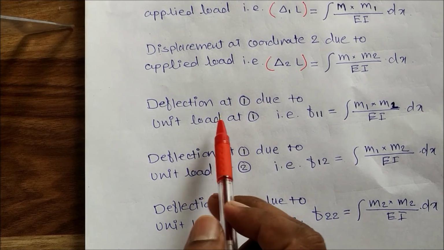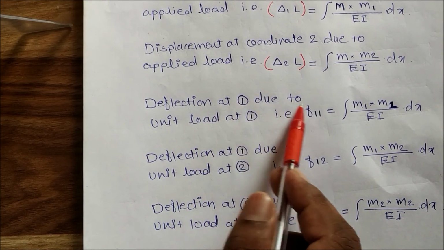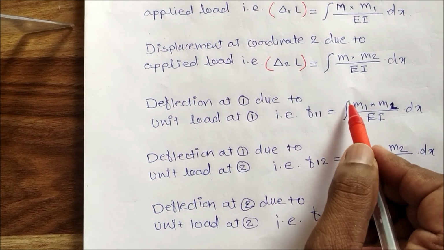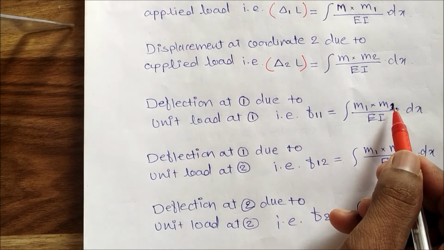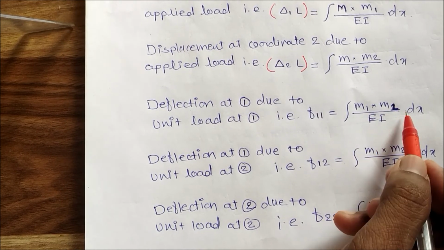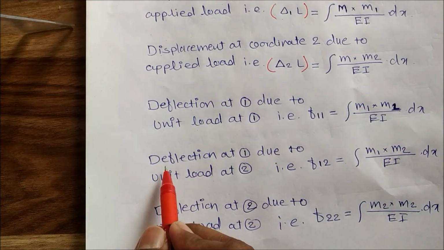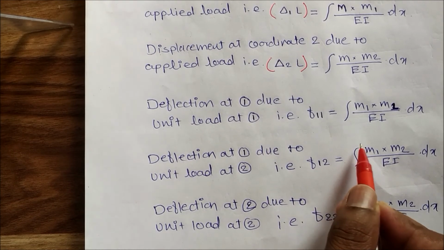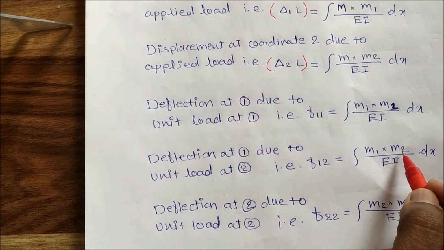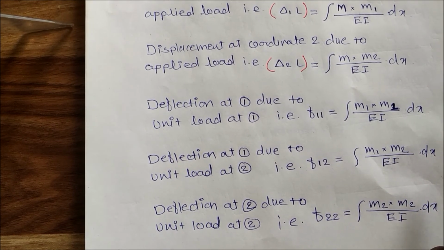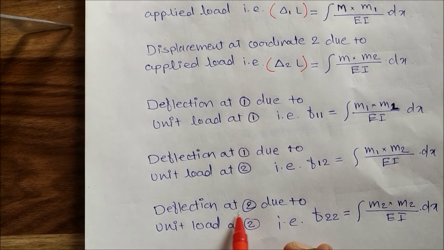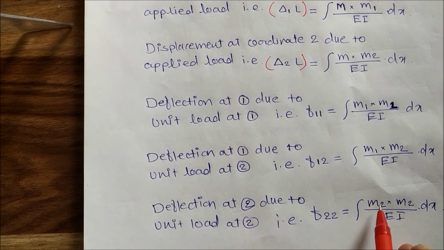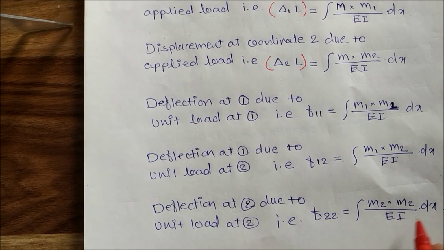Now calculate the deflection at 1 due to the unit load at 1, that is F11 equals the integration of m1 into m1 divided by EI into dx. Similarly, the deflection at 1 due to the unit load at 2, that is F12 equals the integration of m1 into m2 by EI into dx. And lastly, the deflection at 2 due to the unit load at 2, that is F22 equals the integration of m2 into m2 divided by EI into dx.